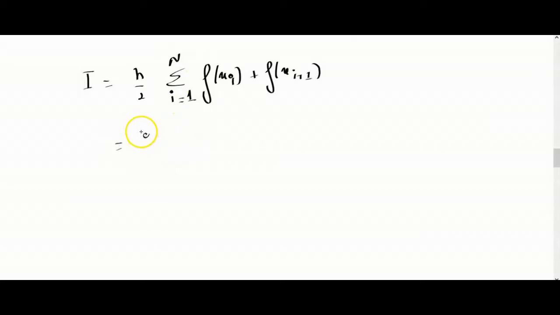So now what I will do is that, for this f of xi, I will put the first term out of the sum. So this is f of x1 plus the sum of i equals 2 till n of f of xi.